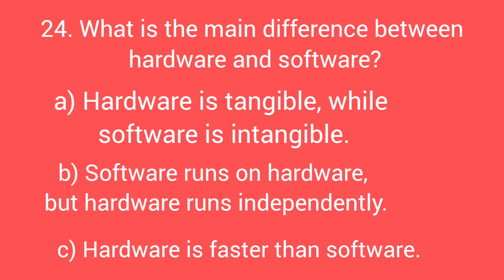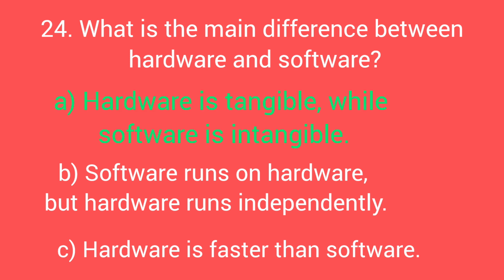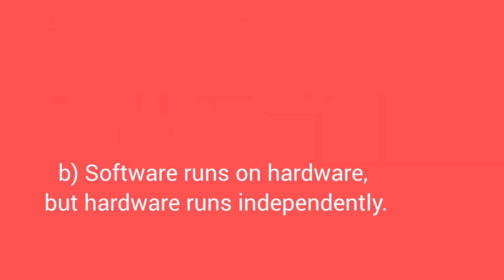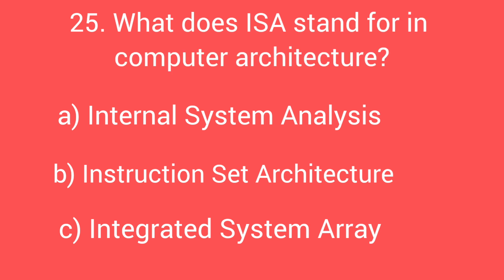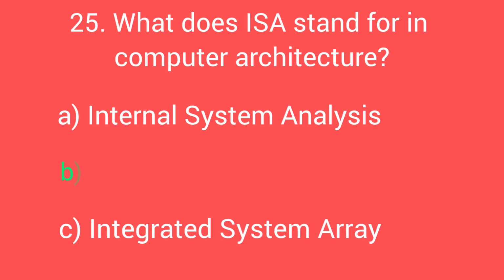What is the main difference between hardware and software? A. Hardware is tangible while software is intangible. 5. What does CISC stand for in computer architecture? B. Instruction set architecture.